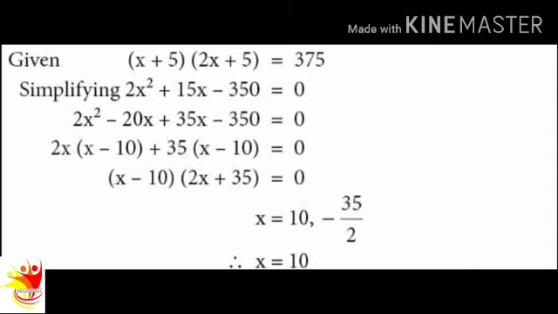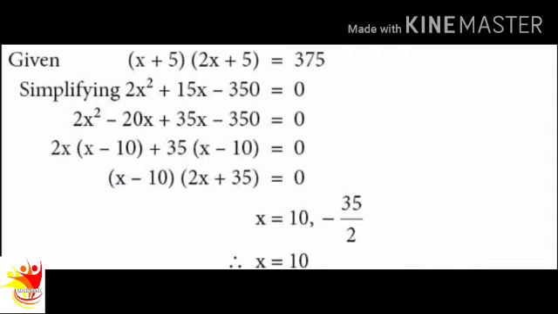We get the common value of the first two terms as 2x. The remaining is x minus 10. For the third and fourth terms, the common value is 35. Therefore take common 35, the remaining is also x minus 10. So x minus 10 is common. Take x minus 10, the remaining is 2x plus 35, that is equal to 0. That is one factorization method.